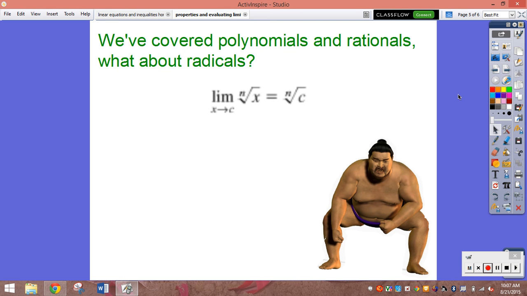Another property to keep in mind, and I believe I might have showed you this in the properties video, is with radicals. It works the same way. If you really think about it, a root is basically an exponent just in fraction form. So it works exactly the same as what we were just doing. You just use direct substitution. So the limit as x approaches c of the nth root of x would just equal the nth root of c.